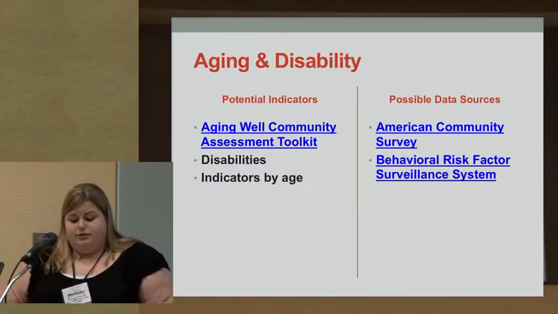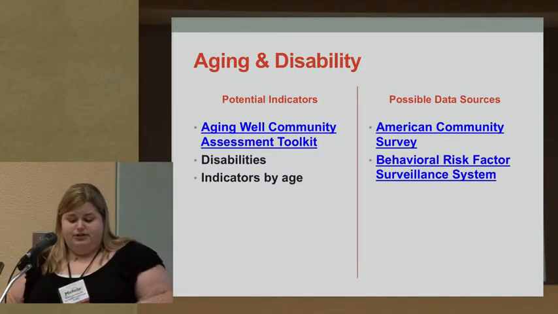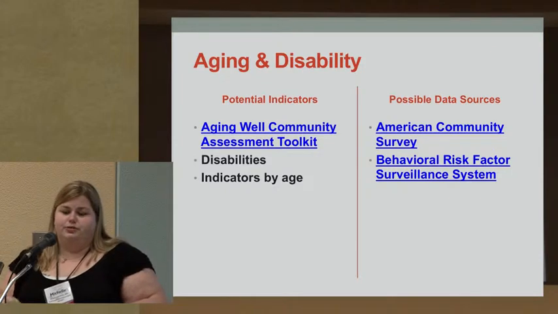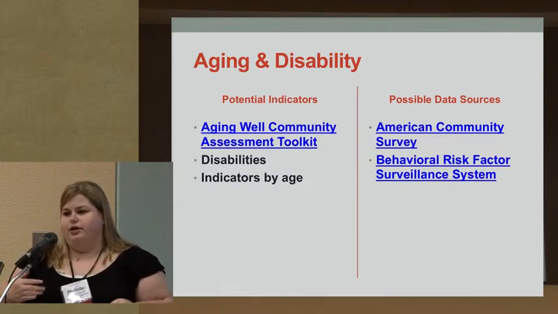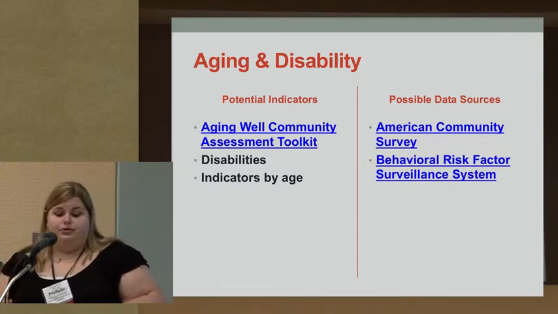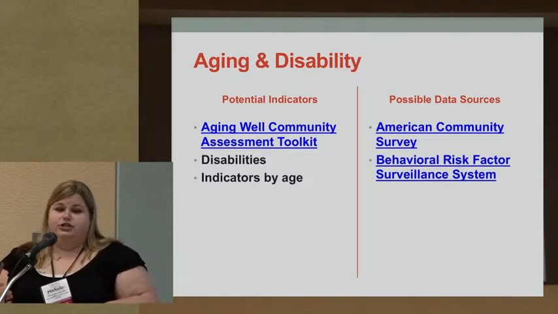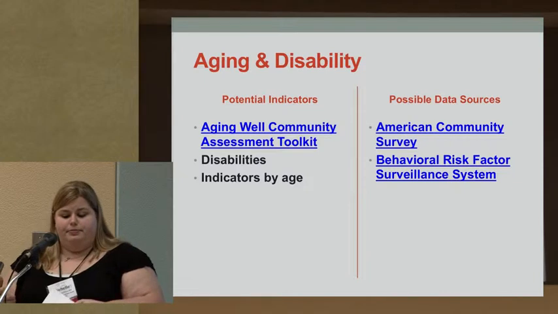So you can also do American Community Survey, which has some disability status indicators. The BRFSS has disability questions. We actually have an expanded definition of disability starting in 2013. And then you can also do all indicators by age to look at that aging well population.